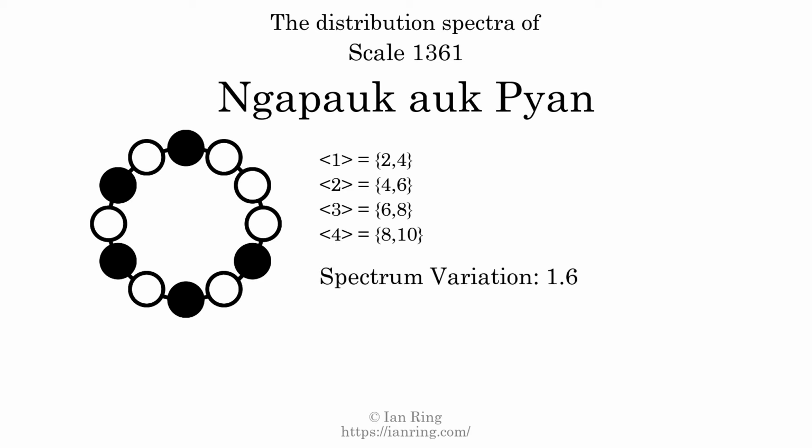The spectrum variation is the sum of all the widths, divided by the number of tones. The spectrum variation of this scale is 1.6. Since the variation is greater than 0, this indicates that the scale is not perfectly even. The highest spectrum width is 2.